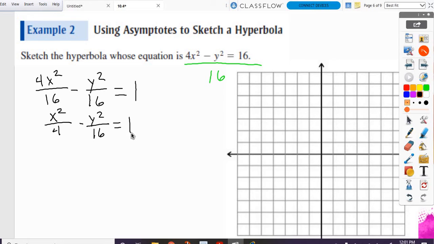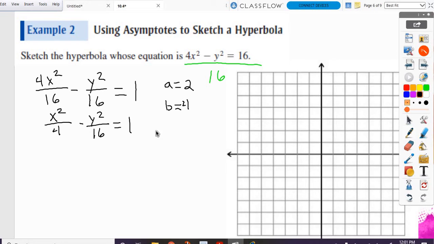So what is our a value? 2. What is our b value? 4. Is it okay that our a is smaller than our b? Yes, because we have a hyperbola, not an ellipse. If I had an ellipse, would it be okay that my a is bigger than my b? No, because for ellipses, your a does have to be bigger than your b. Are we all with me?